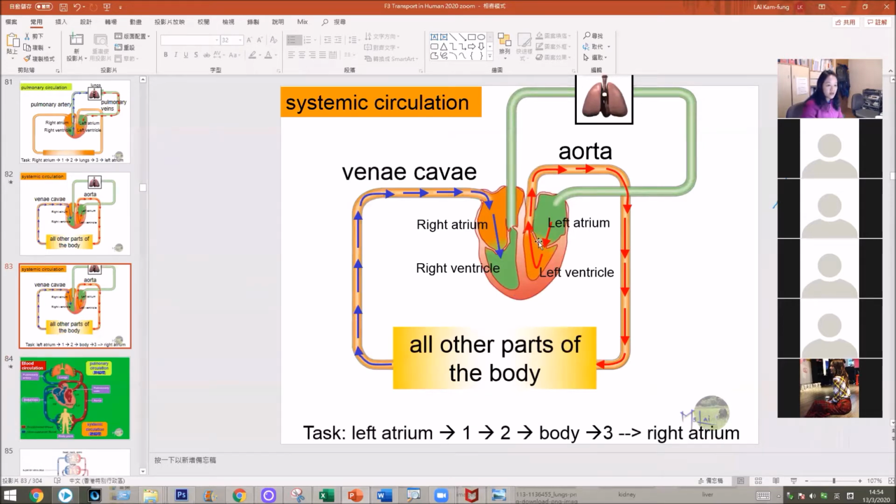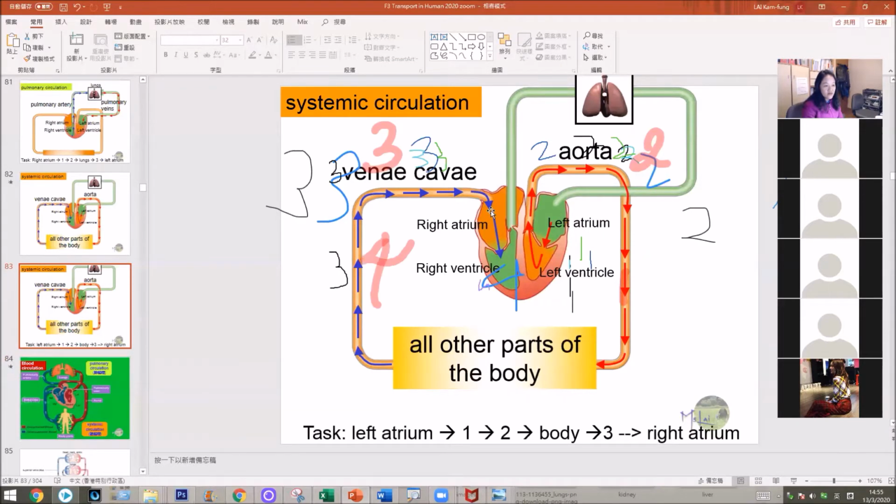Starting from the left atrium, and then left ventricle is number 1. Number 2 is aorta. And then to other parts of the body. Number 3, the vena cava. And then back to the right atrium. So a red blood cell, when it starts from a point and then goes back to the same point, passes through the heart twice. So this is double circulation.